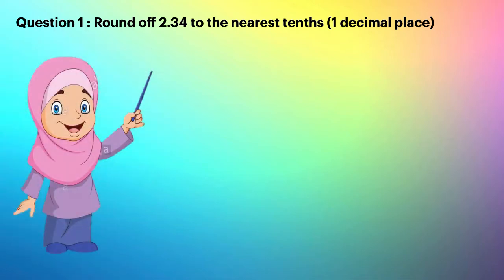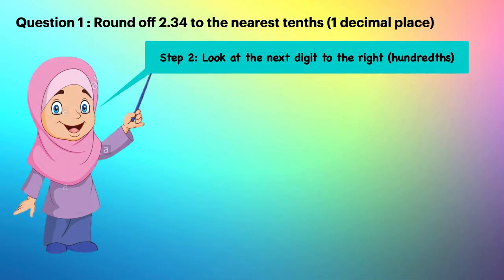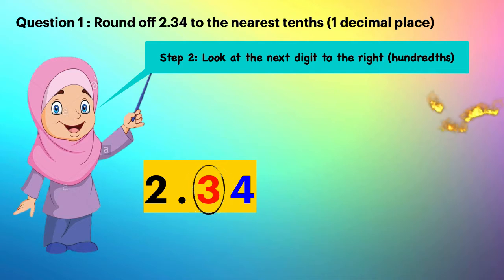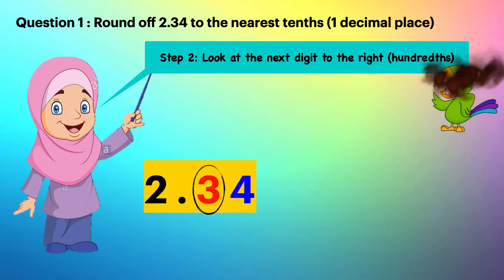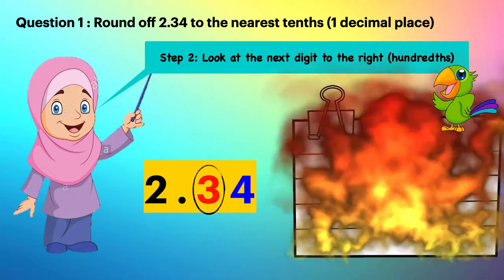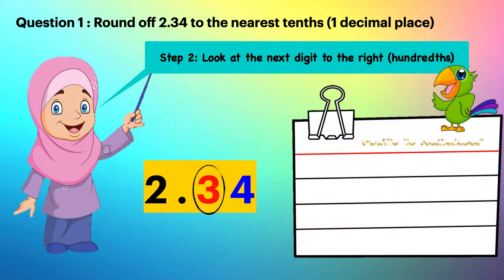The second step is to look at the digit that is next to the tenth, which here is the hundredth. As you can see, the blue one is the hundredth. Before that, let's see what Mr. Parrot has to say.